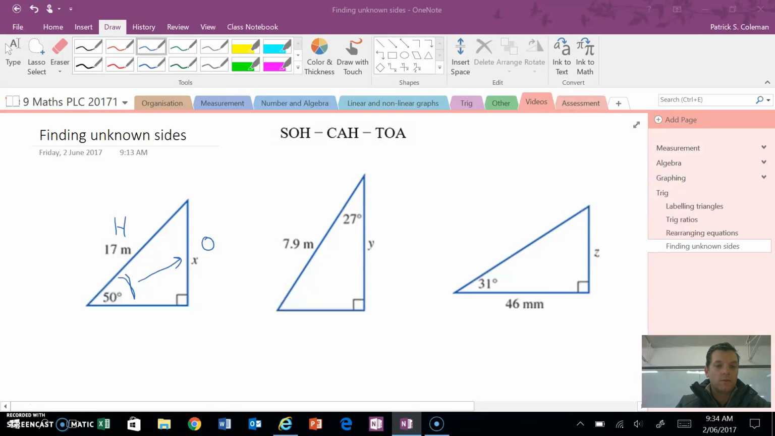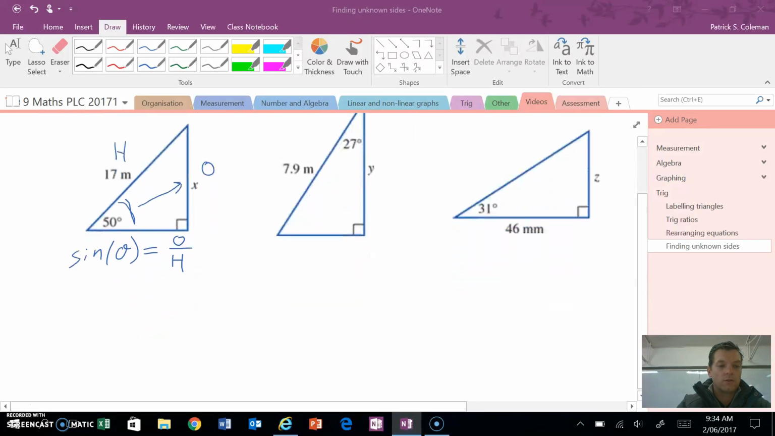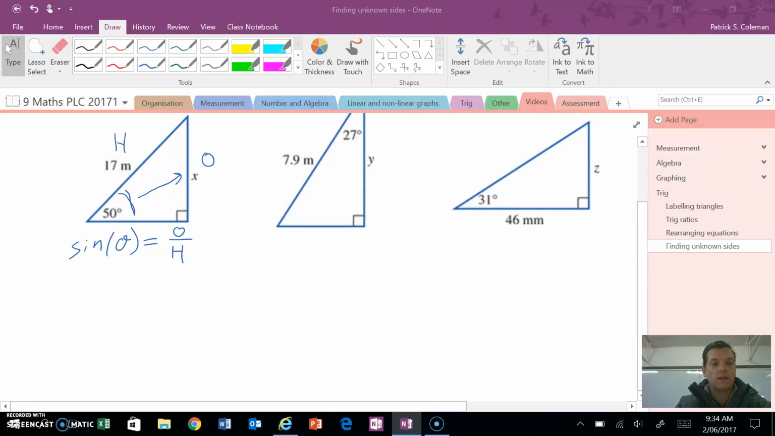So from here, we need to determine which one of our trig formulas we're going to use. If we've got the opposite and hypotenuse, it means we're going to be using our sine rule. So as a starting point, let's write out what the sine rule is. So it's sine theta, so whatever the angle might be, equals the opposite over hypotenuse. So what we've got is a triangle which we've labelled, so we can now substitute the values in. So the theta in this situation is 50. So sine 50 degrees equals the opposite, which we don't know, so we're going to label that x as it's labelled on the triangle, and our hypotenuse is 17.